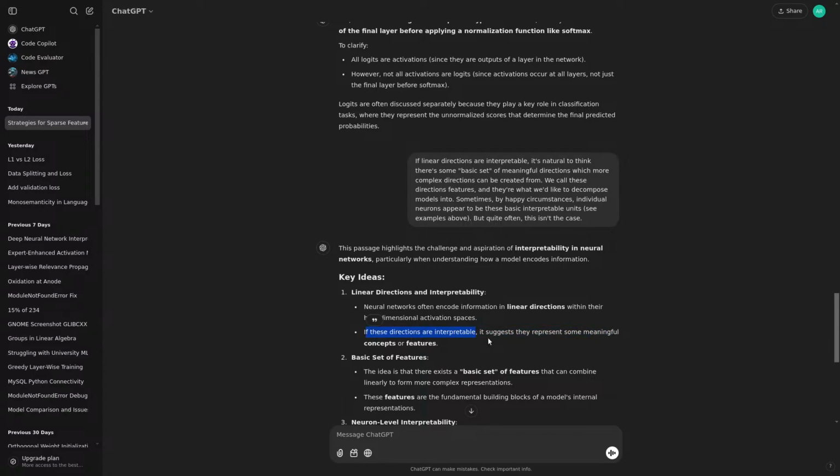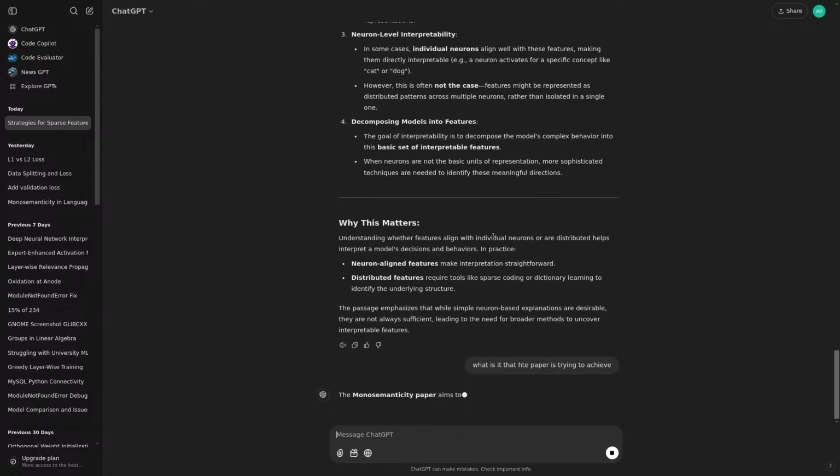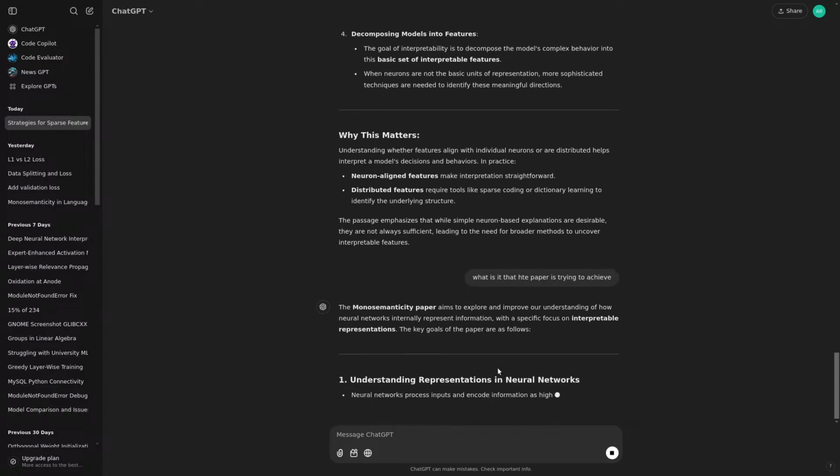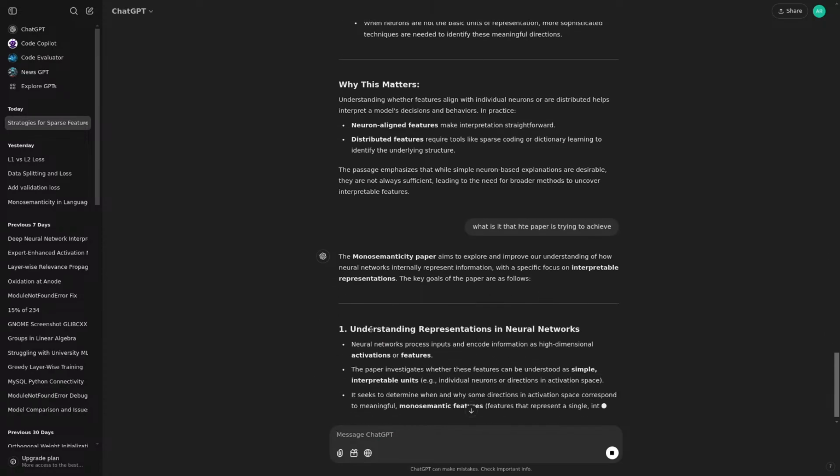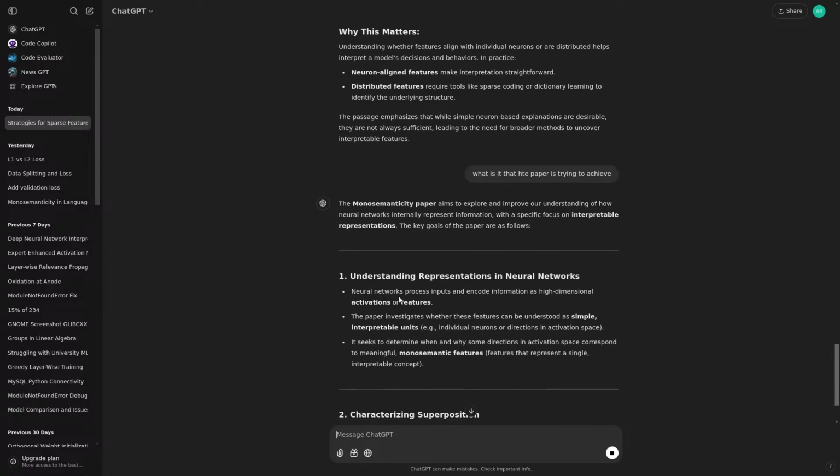So, what is the point of the paper? What is it that the paper is trying to achieve? Don't say interpretability. Aims to explore and improve. Okay, sure. I want specifically what?